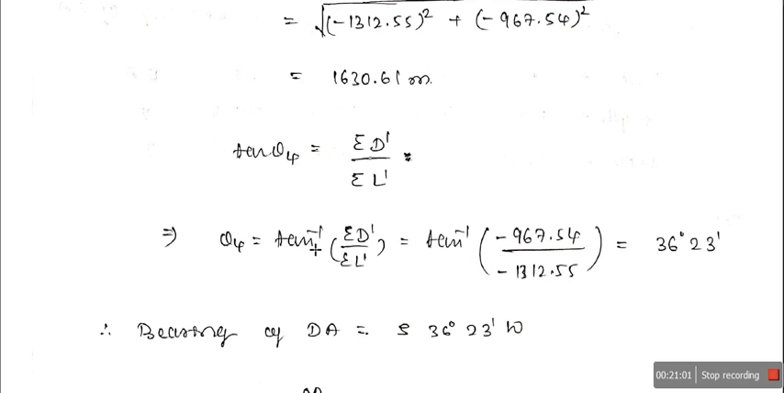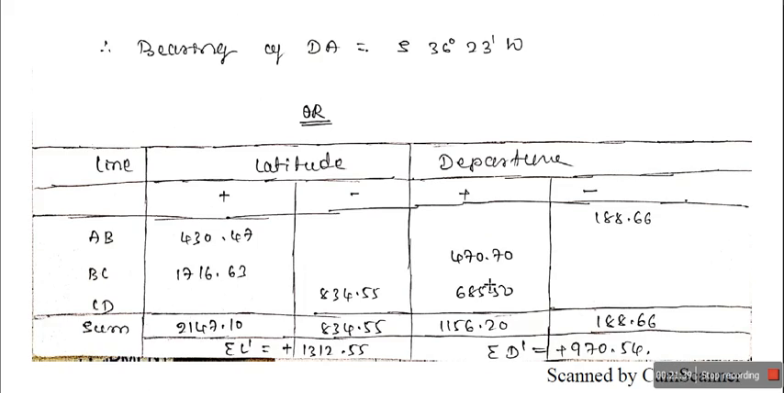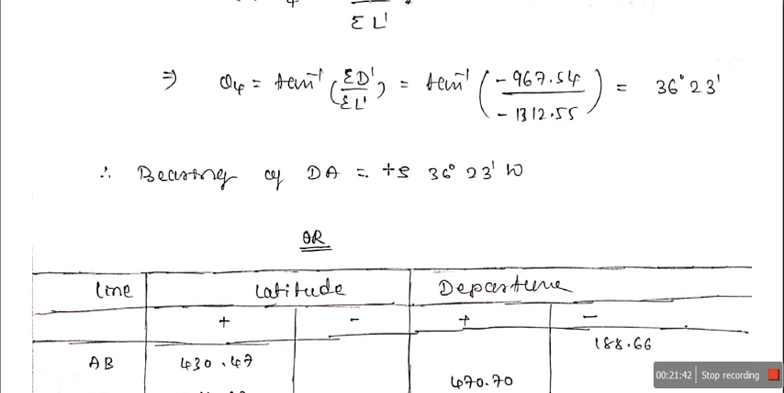Then we will get theta 4 is equal to tan inverse of summation of d dash divided by summation of L dash, that is equal to tan inverse of minus 967.54 divided by minus 1312.55. Simplify this one, and we will get 36 degrees 23 minutes. So this is a plus sign. By observing this, we get the bearing of DA in terms of south 36 degrees 23 minutes west side.